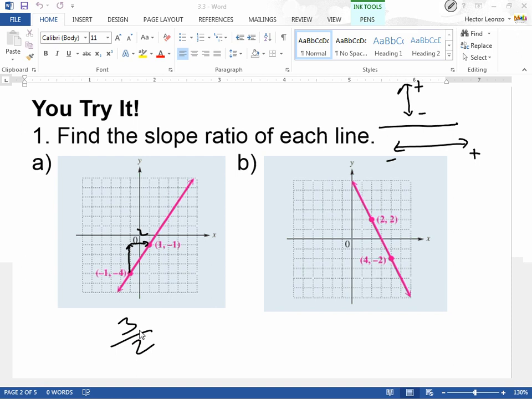It's fine if it's a fraction. Most of our slopes are going to be fractions. So that's the solution for A. My slope is 3 over 2. Let's take a look at my second example.